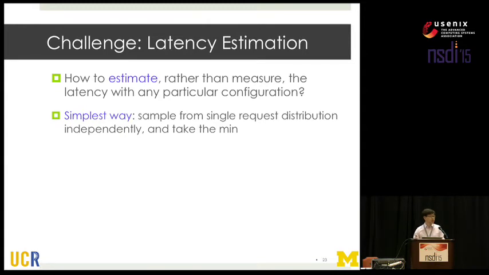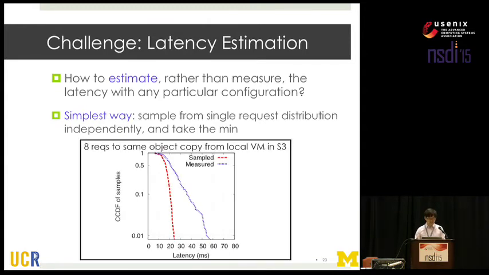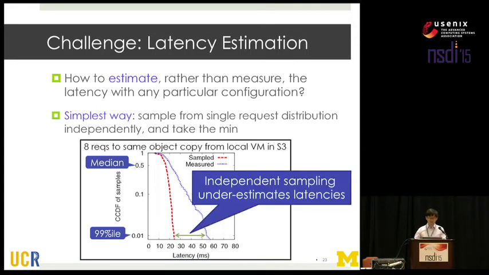The graph here shows two latency distributions of 8 concurrent requests to the same copy of an object from a local VM in one of the S3 data centers. The blue line is the measured latency distribution, and the red line is the estimated latency distribution using the independent sampling method. The x-axis on the graph is the latency, and the y-axis is the CCDF of latency samples. Because it's a CCDF graph, the 0.5 point on the y-axis indicates the median latency, and the 0.01 point on the y-axis indicates the 99th percentile latency. As we can see, independent sampling can greatly underestimate latencies, especially at the 99th percentile. But why doesn't independent sampling work?